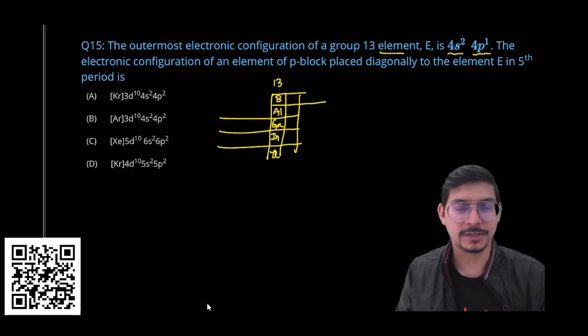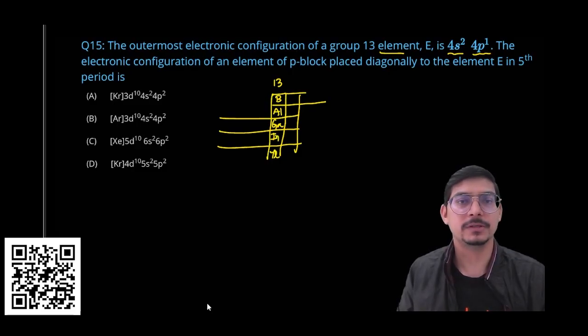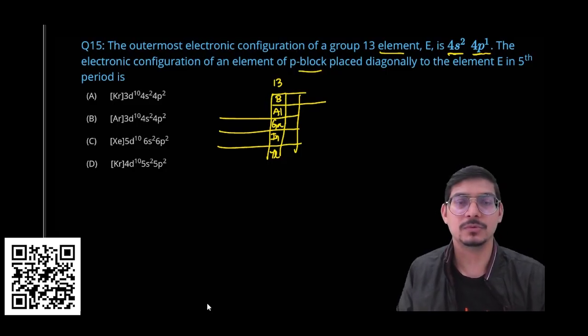So boron belongs to second period because in first period we have hydrogen and helium. Aluminum belongs to third period and gallium belongs to fourth period. So it is gallium that we are talking about with the electronic configuration 4s2 4p1. Now the question is asking the electronic configuration of element of p block placed diagonally to this element, right? So we have to look for p block element placed diagonally, right?